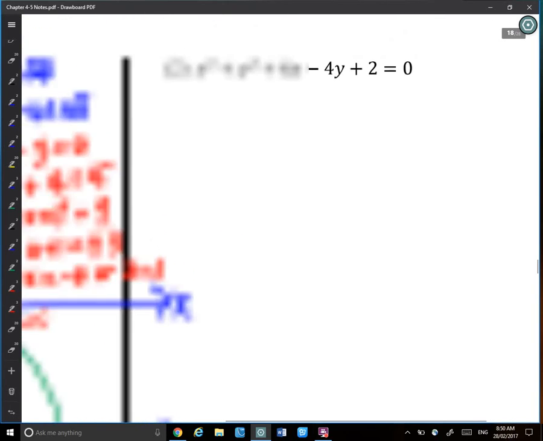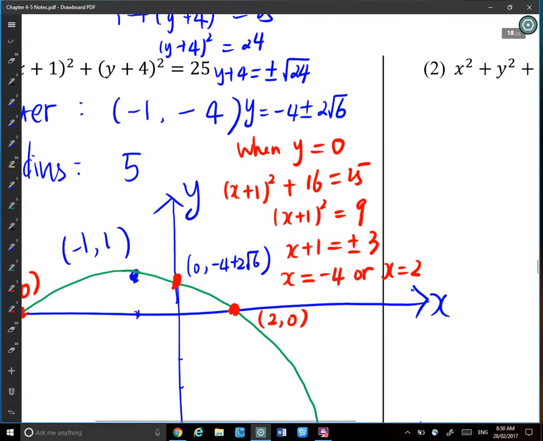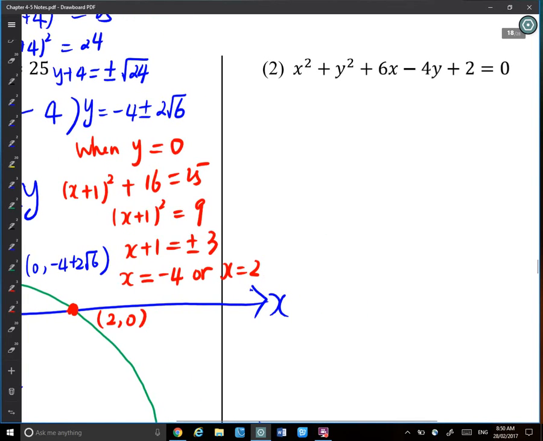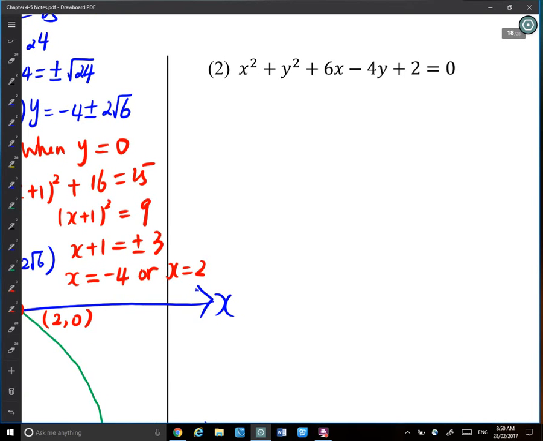Next one is called the general form. This is called the center radius form, and the second one is called the general form of a circle. With the center radius form, I can directly know the center and radius. But if it's a general form, I cannot find the center and radius. So we need to complete the square and find the center and radius.